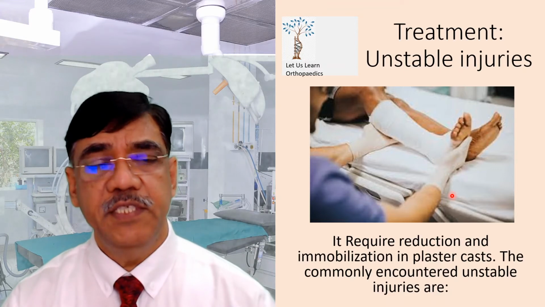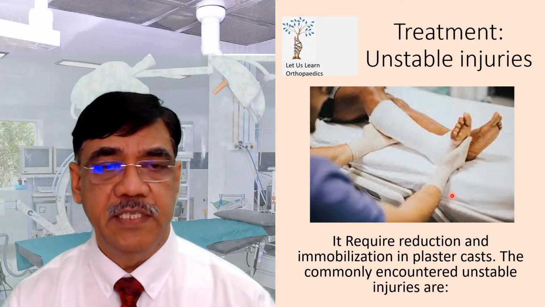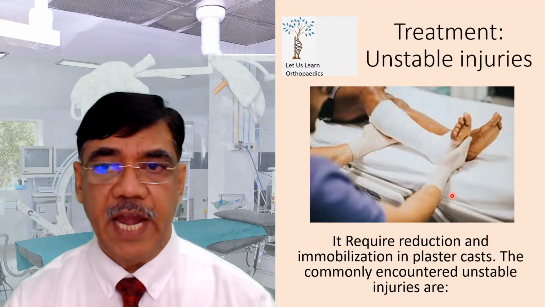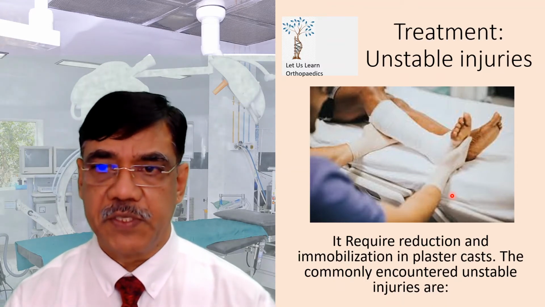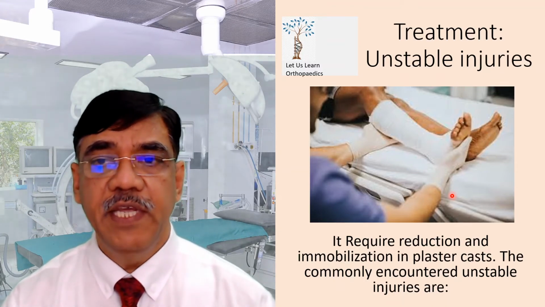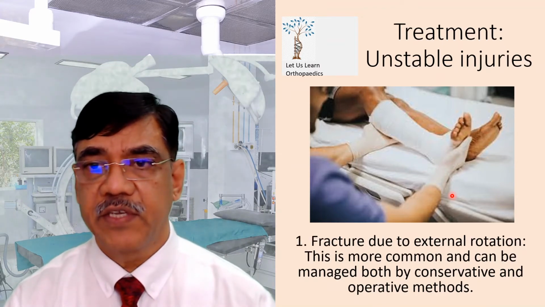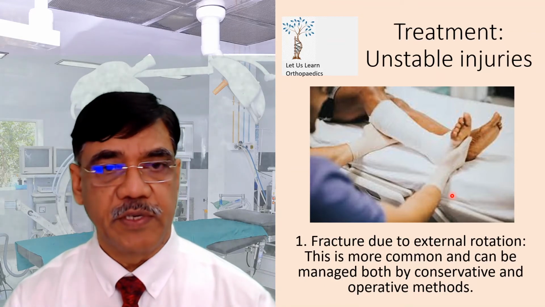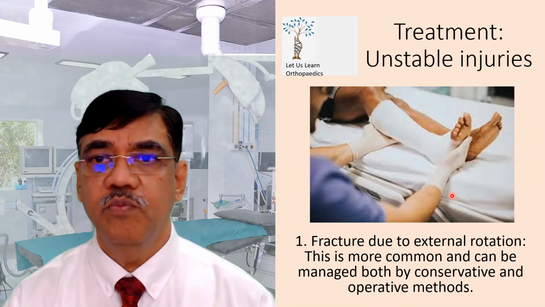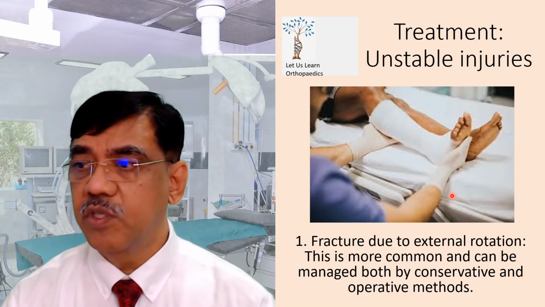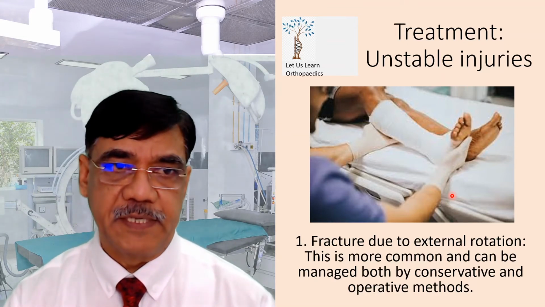Now for the unstable injuries where there is a displacement at the fracture site, it requires reduction and immobilization in a plaster cast. The commonly encountered unstable injuries are: 1. The fracture due to external rotation. This is more common and can be managed by both conservative as well as operative methods.